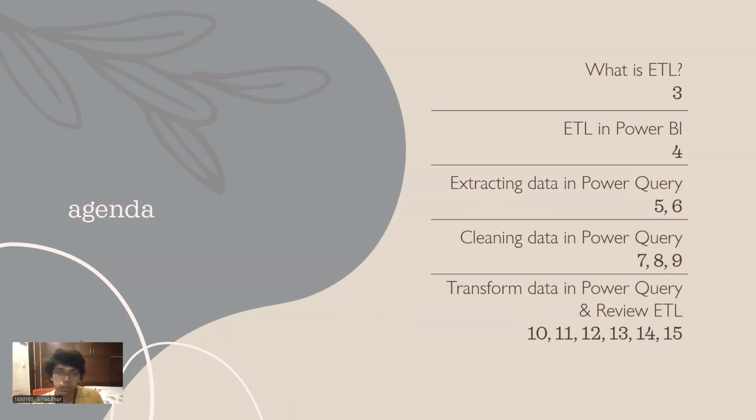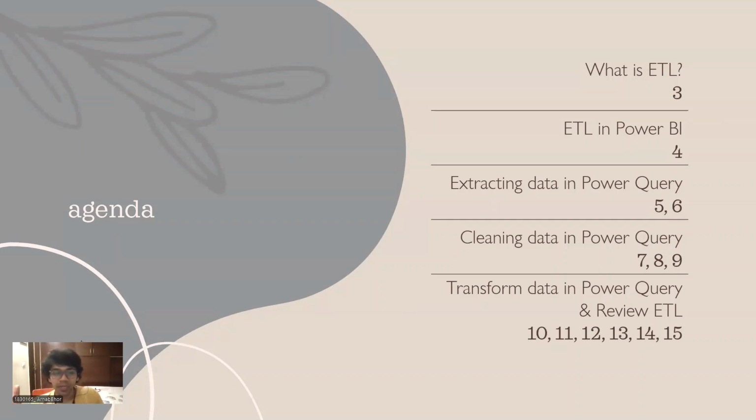So the agenda here is, first of all, what is ETL? We define the process. Then we look into how to perform ETL within Power BI. Then we look at the extraction of data in Power Query. If you look closely, E is for extraction, the first step in the ETL process. Then we transform and clean our data within Power Query. That's the second step, the T, transform. And then finally we load our data. That's the L of ETL.